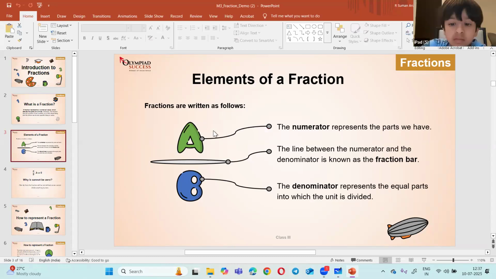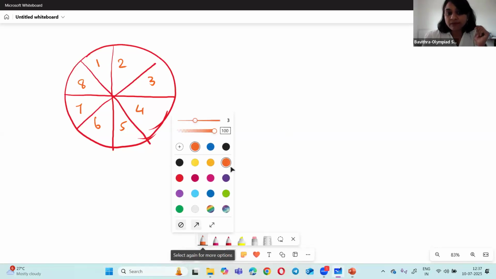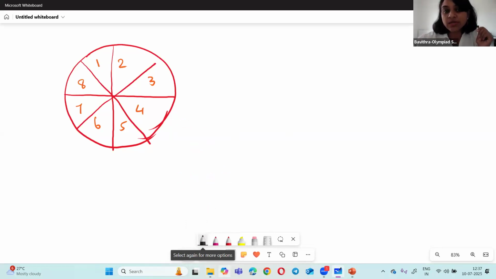So this is the numerator and denominator. Have you heard of these terms before? Yes. Great. So the numerator is a number that comes on top of the fraction bar. And the denominator is always at the bottom of the fraction bar. Now, what do these numbers represent, Jayveer? Say for example, you take this pizza. You have 8 slices in total, right? So the denominator will represent the total number of slices in the pizza.